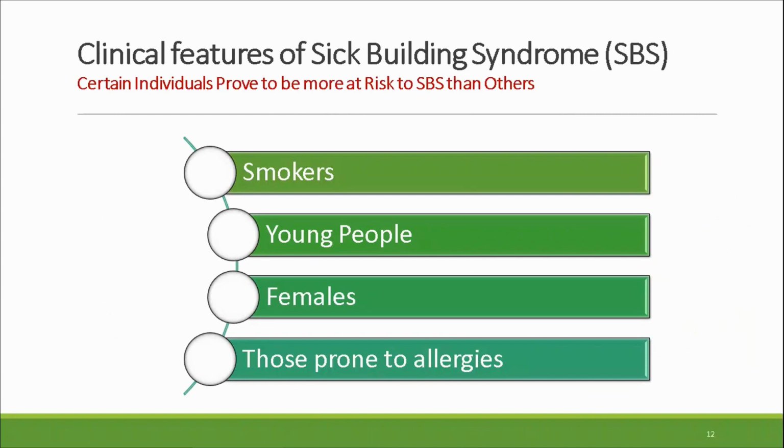Next, certain individuals are proven to be more at risk of SBS than others. The first one is smokers. The second one is young people, the third one is females, and the last one is those prone to allergies.